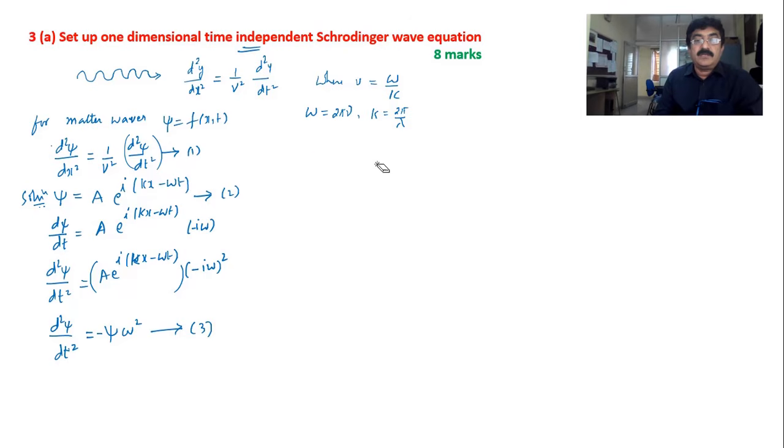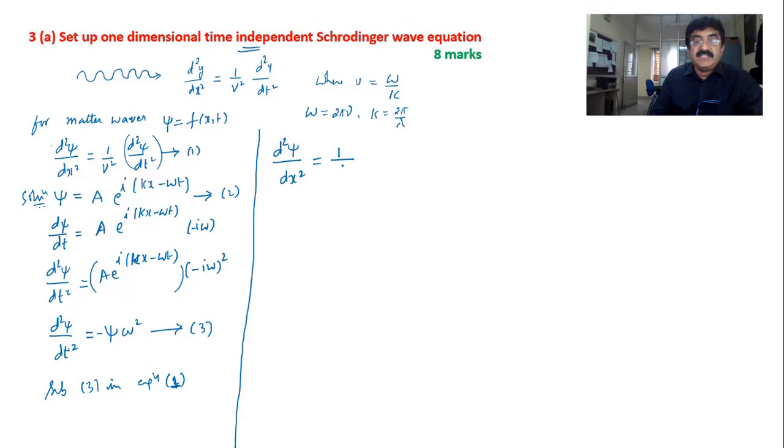Well, let us now substitute equation 3 in equation 1, sorry, not equation 2. You all must write this. So we get, equation 1 becomes d square psi by dx square is equal to 1 by v, that is omega by k, whole square, into d square psi by dt square, which is nothing but minus omega square psi.